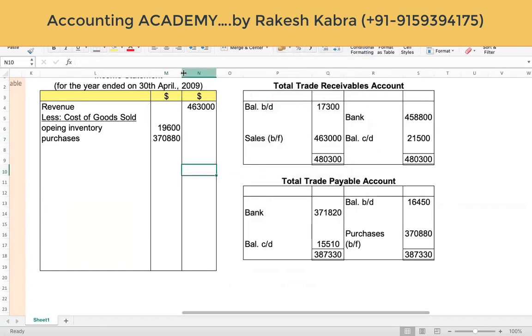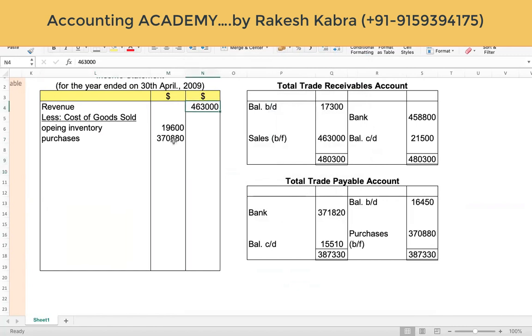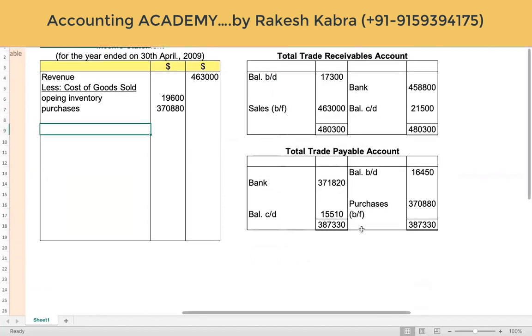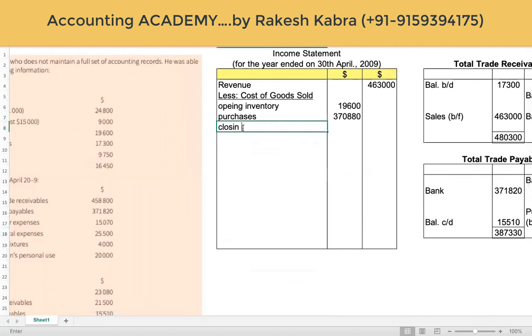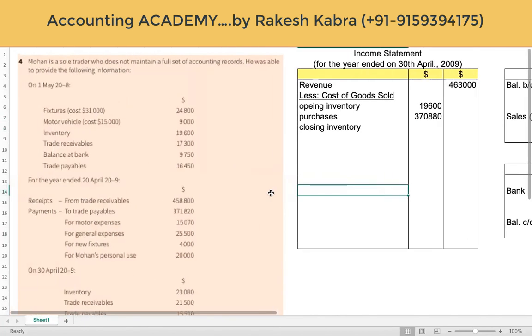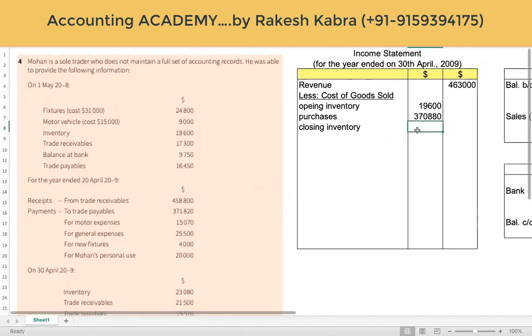I hope it is clear till now. Understood how I found the sales and how I found the purchases. These two accounts I need to make. Now I will take the closing inventory, which is given here. See, closing inventory 23,080, right? So that I have to subtract.